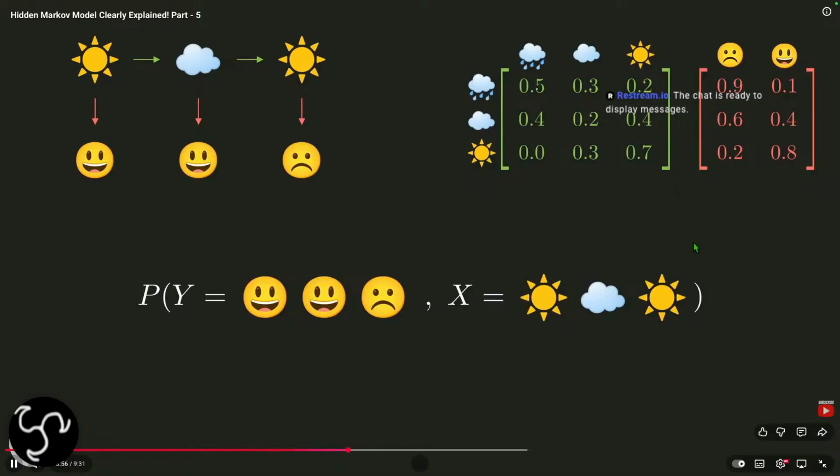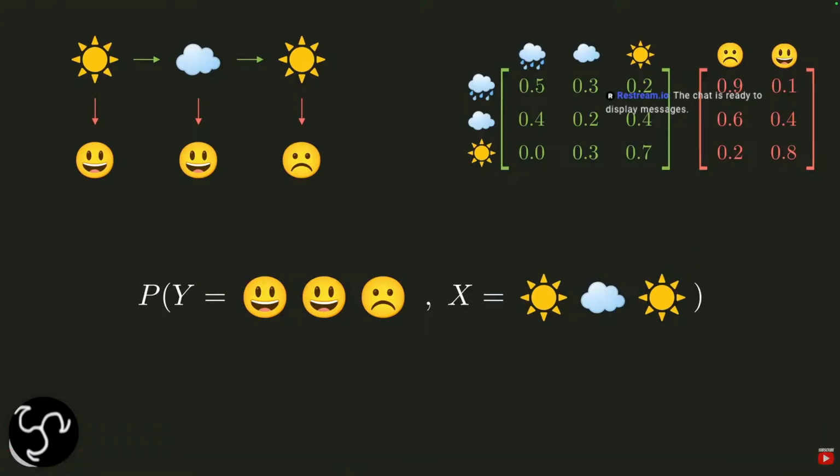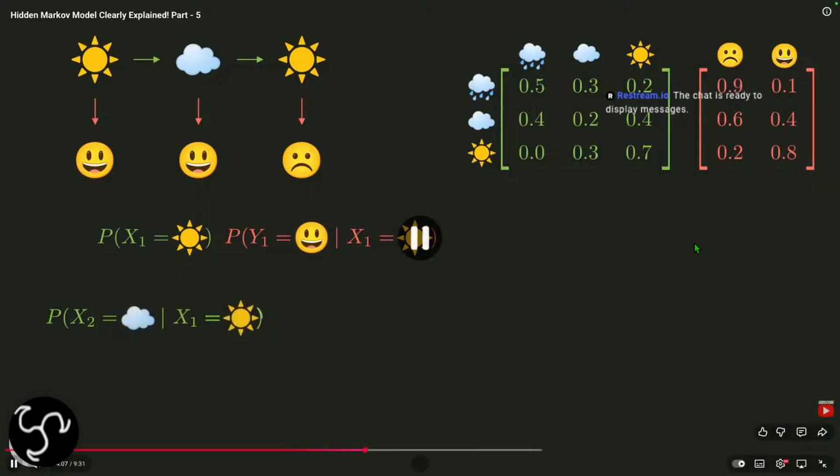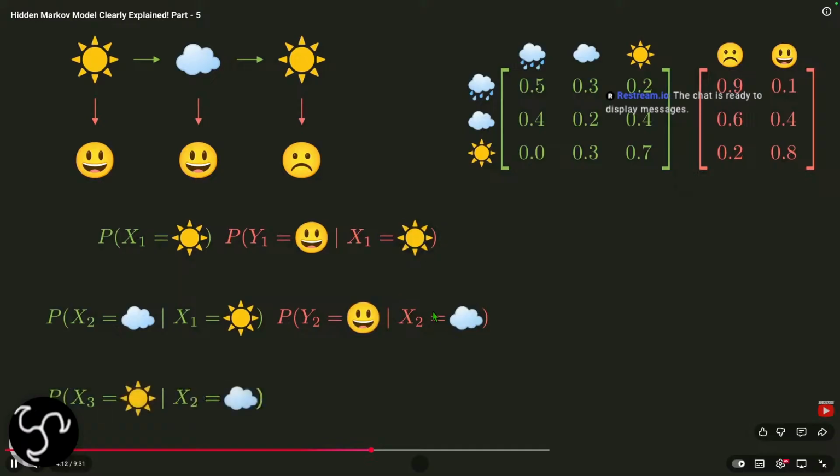Using the Markov property, we can compute this as a product of 6 terms. First, the probability of a sunny day, then the probability of a happy mood given a sunny day, that's 0.8, then the transition probability from sunny to cloudy, then the probability of a cloudy day, and so on.